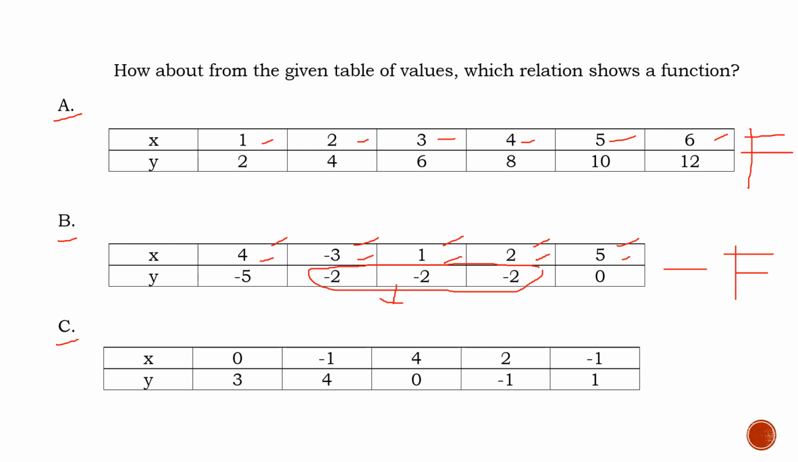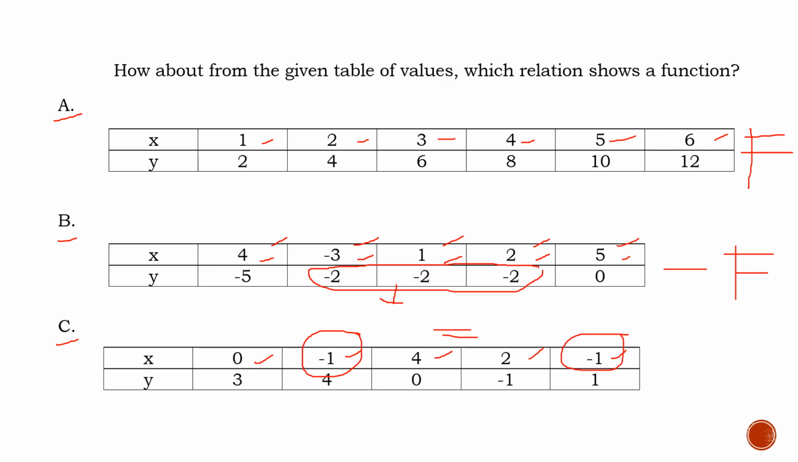Same process. You need to check if there's a repetition in your x value. First values are 0, negative 1, 4, 2, and negative 1. Your second value and your fourth value are equal. They are both negative 1.